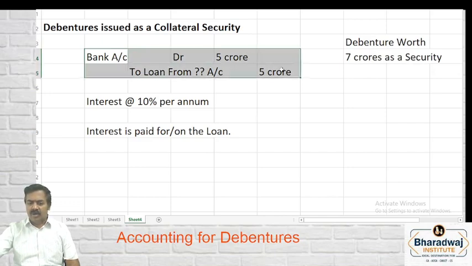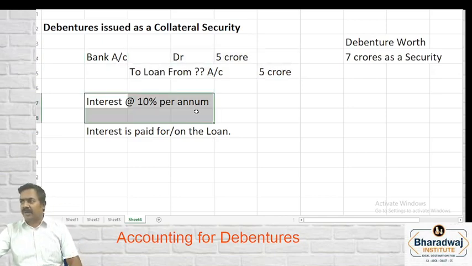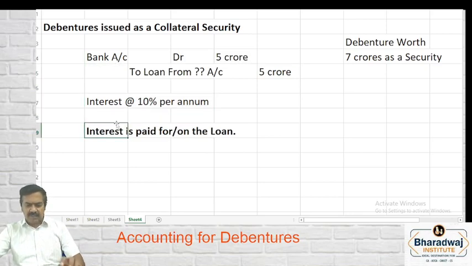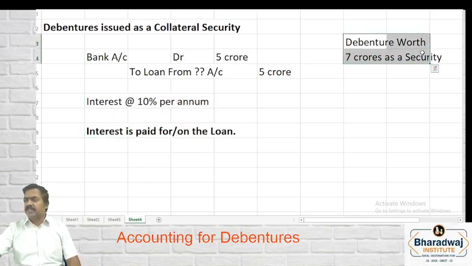For receiving the loan, bank account debit to loan account. Okay. When interest is paid, interest account debit to bank account. Now interest is paid for the loan only. We are giving debentures worth 7 crore as which one? Security. Now what is the entry we have to pass?